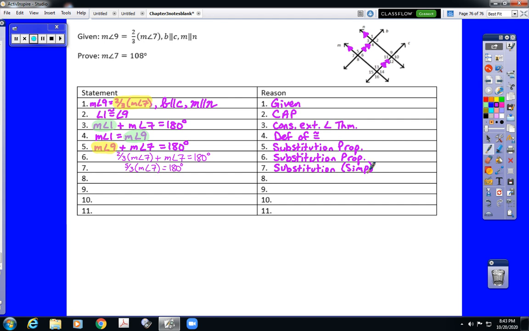From there, all we need to do is get rid of the 5/3. Now, in theory, we can do that in one step, but we're not going to. We're going to do it in several to make sure it's easy to follow. So the first thing we're going to do is we're going to clear the fraction. We're going to get rid of the fraction. The way that we do that is we multiply both sides of the equation by the denominator, 3. So we say 3 times 5/3 measure of angle 7 equals 3 times 180 degrees.